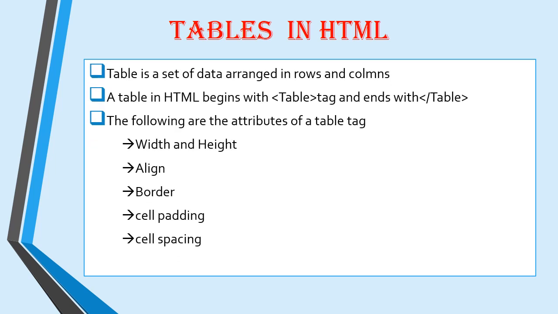Going to discuss the tables in HTML. So what is a table? You all know that a table is a set of data arranged in rows and columns. And we know that a table has an HTML tag. So the table HTML tag is table itself, and it should begin with a table.